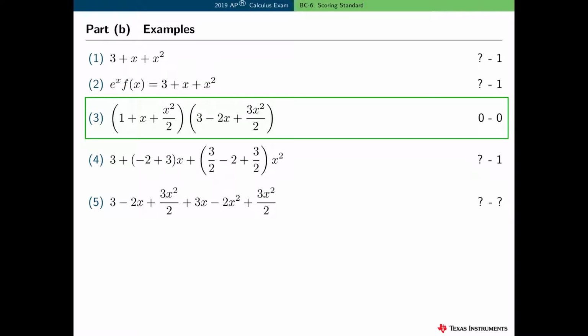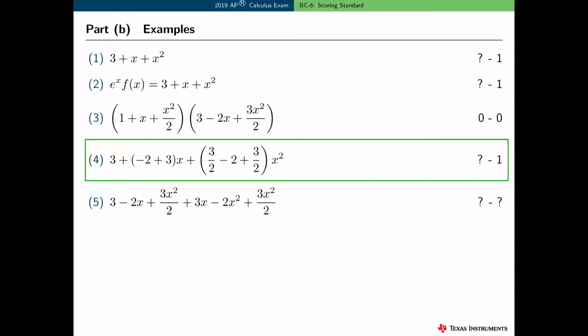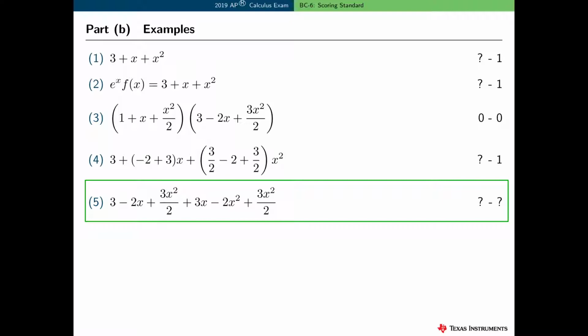In example 3, let's suppose that this is all that is presented. The student has not explicitly conveyed the 3 terms for e to the x, and they have not multiplied out and collected terms to present the Taylor polynomial. So this response alone earns 0, 0 in Part B. In example 4, the numerical parts of the polynomial do not need to be simplified, so this earns the second point. And in example 5, this does not earn the second point yet, because the terms need to be collected in order to present a Taylor polynomial.